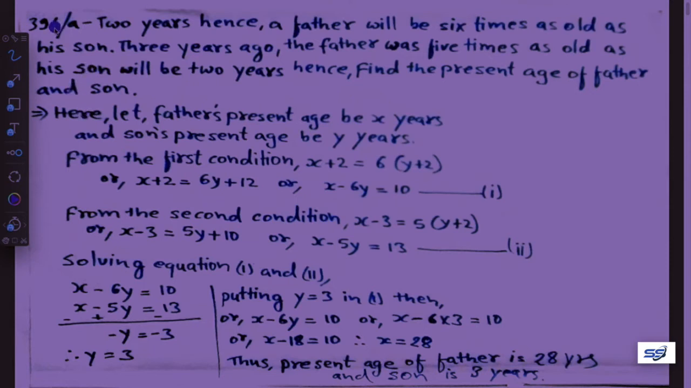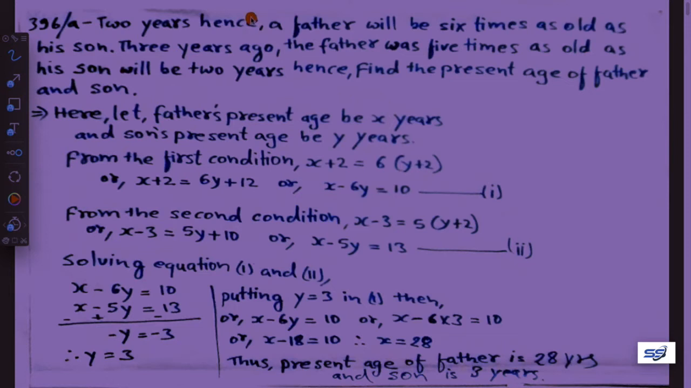Here given: 2 years hence a father will be 6 times as old as his son. Two years hence means two years later. Father will be six times as old as his son. Similarly, 3 years ago, father was 5 times as old as his son. Three years ago means 3 years before. Find the present age of father and son.